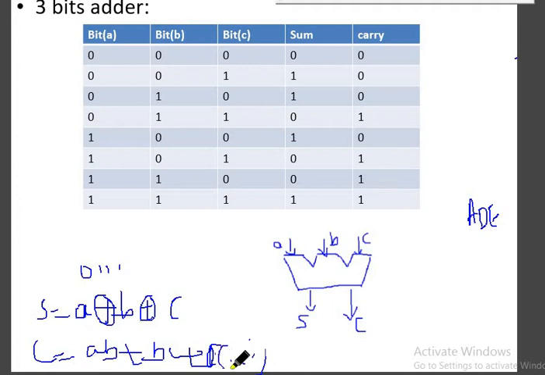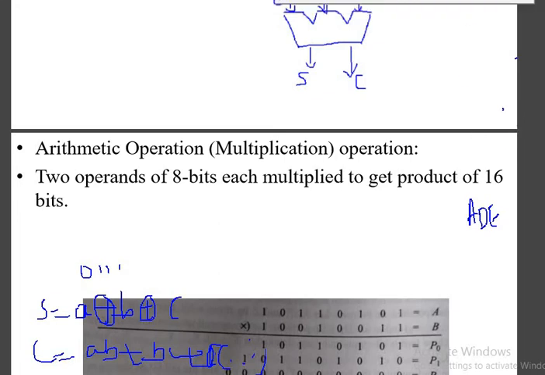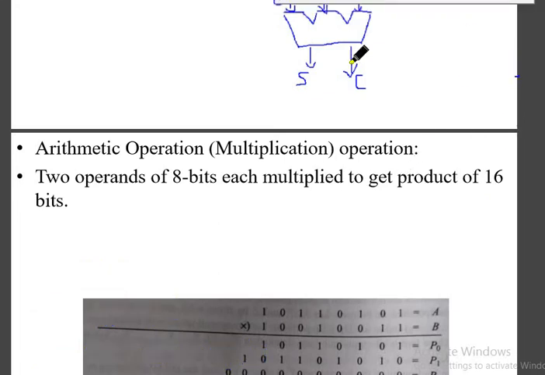AB, BC and AC. Okay, so for sum, A XOR B XOR C, for carry, AB plus BC plus AC. That was the equation. Okay, fine. Now the next one is multiplication. Okay, how the multiplication will take place.